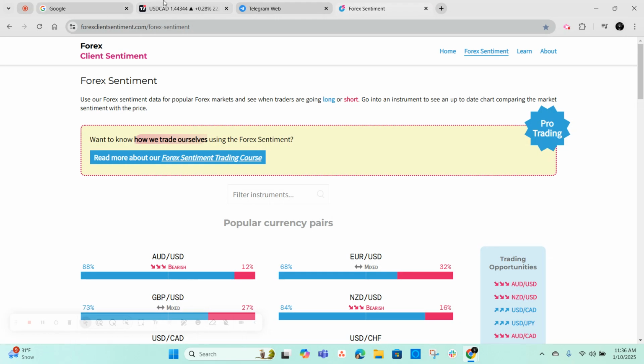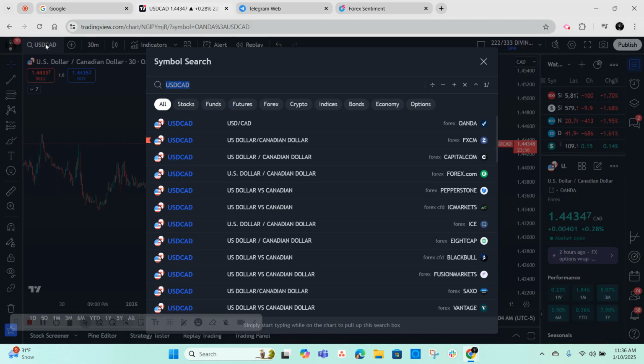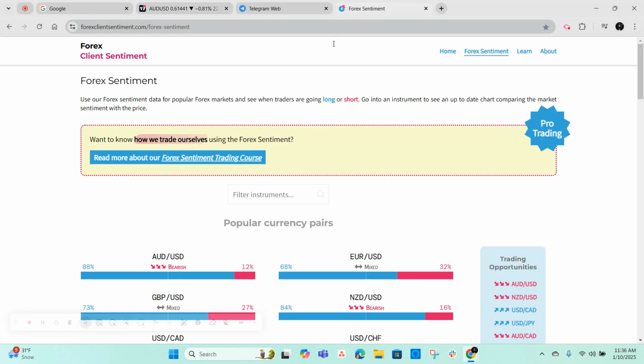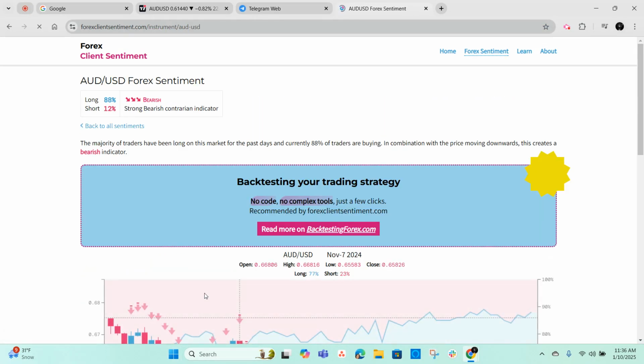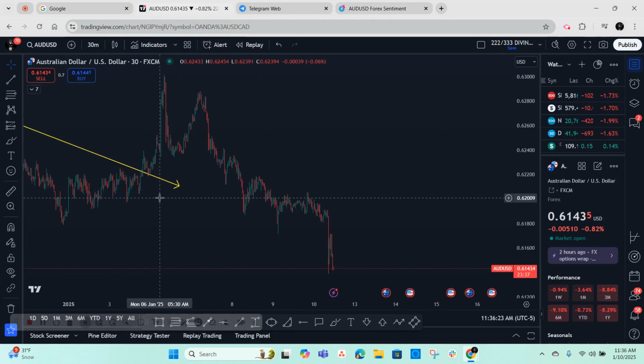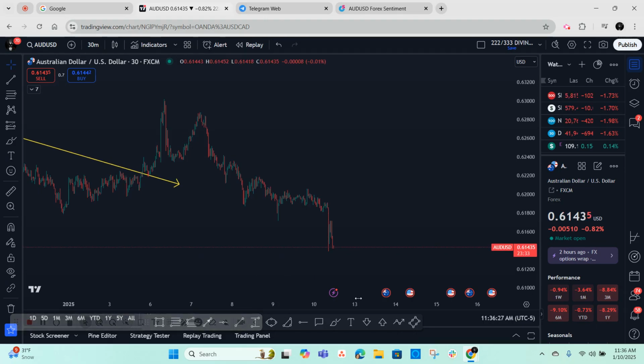We got Australian USD. So let's see what's going on over there. All right, 88% this time were long. So you can see up here, 88% long, 12% short. So we take a contrarian stance, and you clearly see that we have what? A downtrend. All right, it's the same thing.